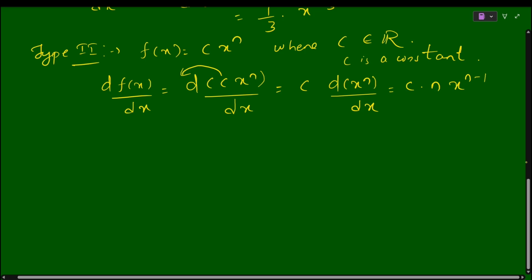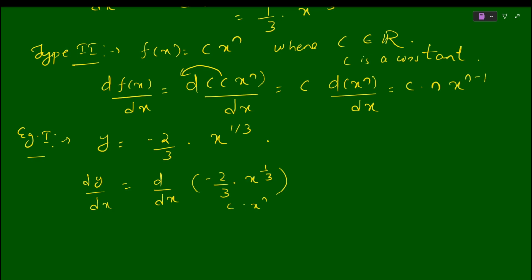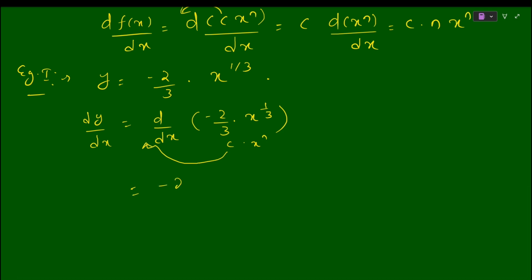So let's solve some problems. Suppose I want to find the derivative of minus 2 by 3 into x to the power 1 by 3. Let's compare these values here. The derivative of y with respect to x would be d by dx of minus 2 by 3 into x to the power 1 by 3. Now see, it is of the form c into x to the power n. So this constant c will go outside of the derivative. Let's take it outside.